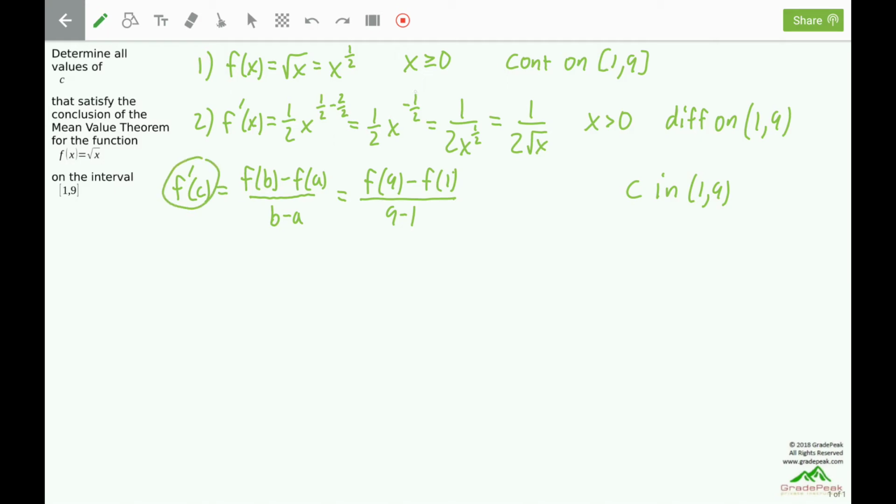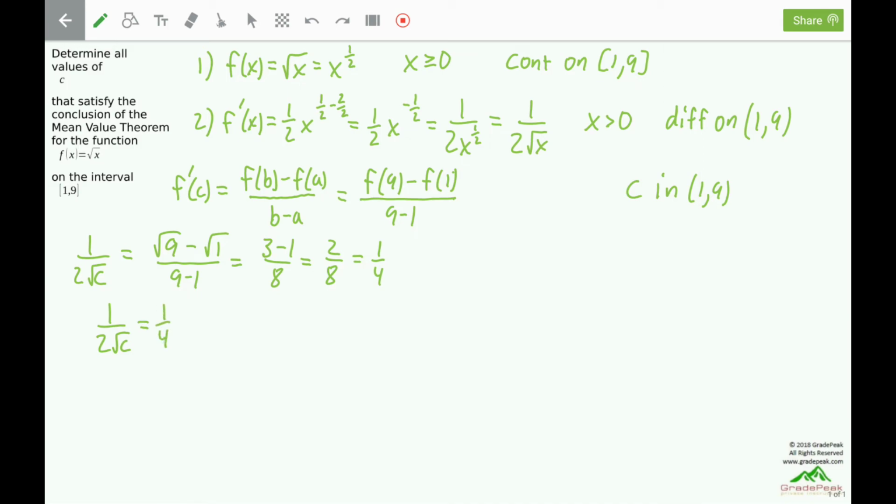The left side, f prime of c, can be determined by plugging c into f prime of x. That will give 1 over 2 square root of c, and that will equal f of 9 and f of 1, which can be evaluated with f of x, which is the square root of x. The square root of 9 for f of 9 minus the square root of 1 for f of 1, over 9 minus 1. The square root of 9 is 3, minus the square root of 1 is 1, over 9 minus 1, which is 8. 3 minus 1 is 2 over 8, which can be reduced to 1 over 4. So 1 over 2 square root of c will equal 1 over 4.